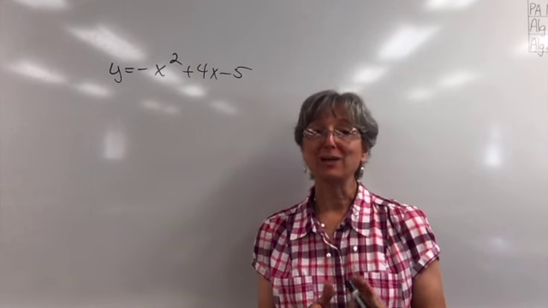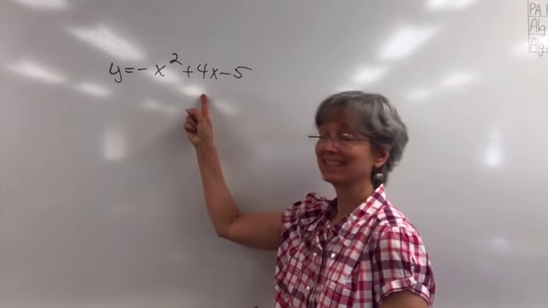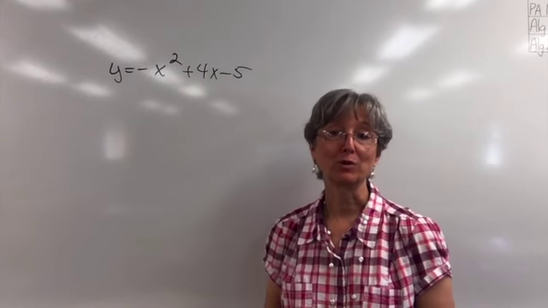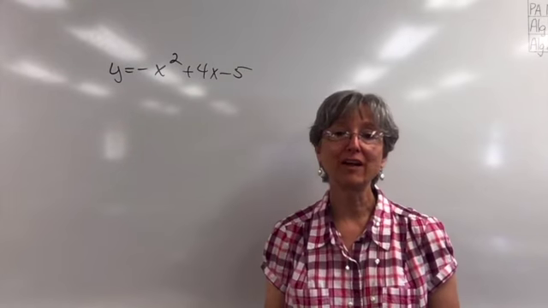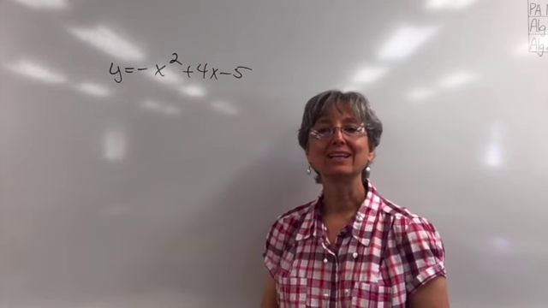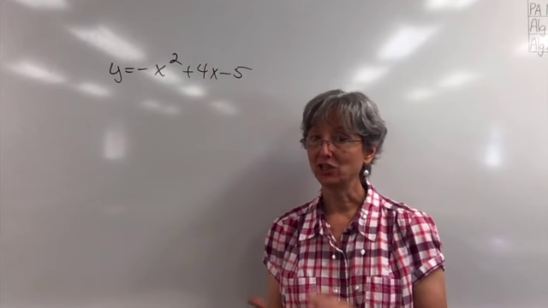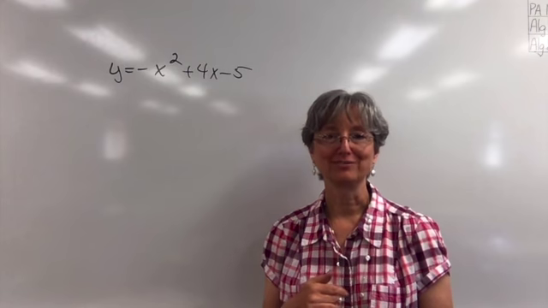I hope you got that, because your lesson check question for this section is this standard form. I want you to change that to vertex form. So if I have negative x squared plus 4x minus 5, what would this be in vertex form? So find your a, find your h, k, and plug all that in, and you're good to go.